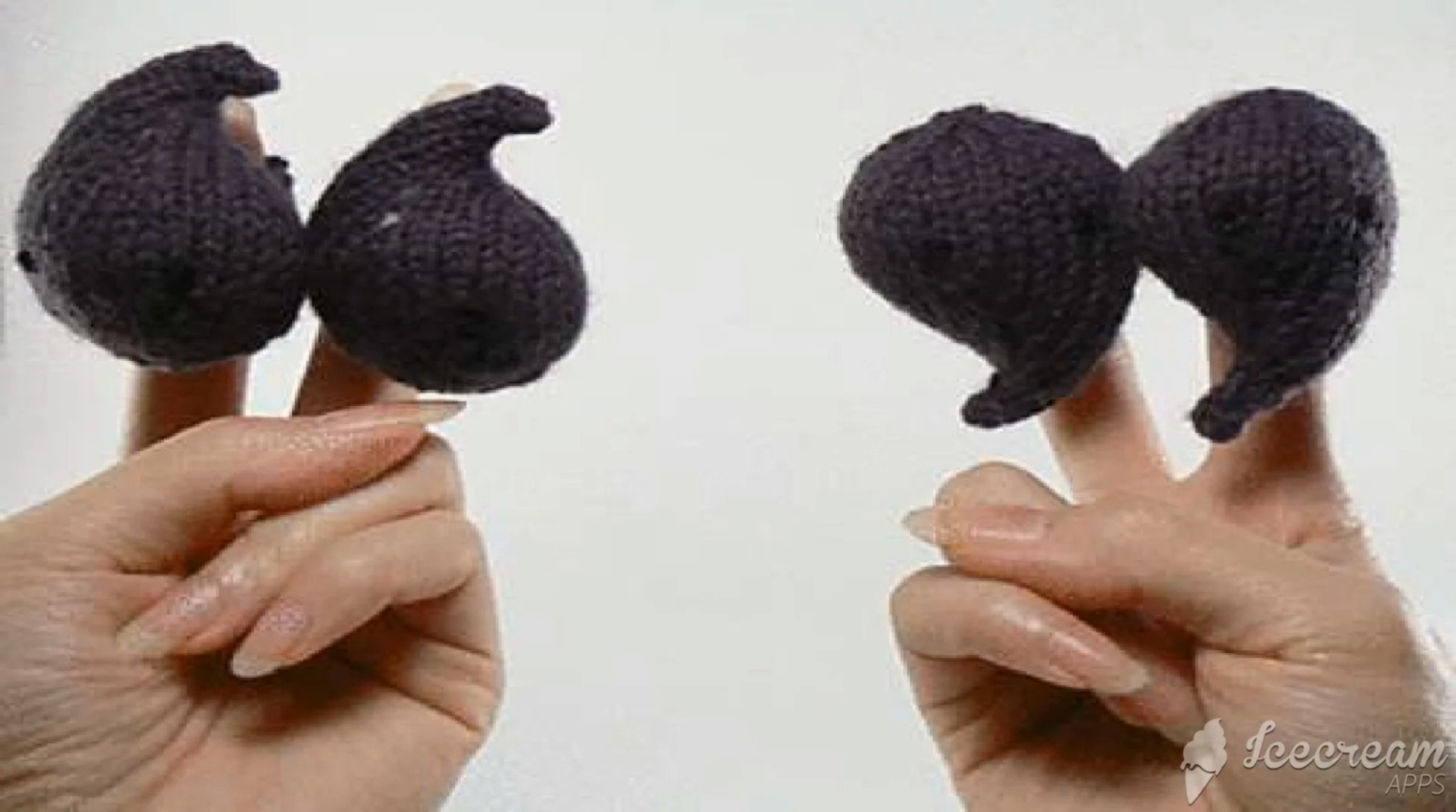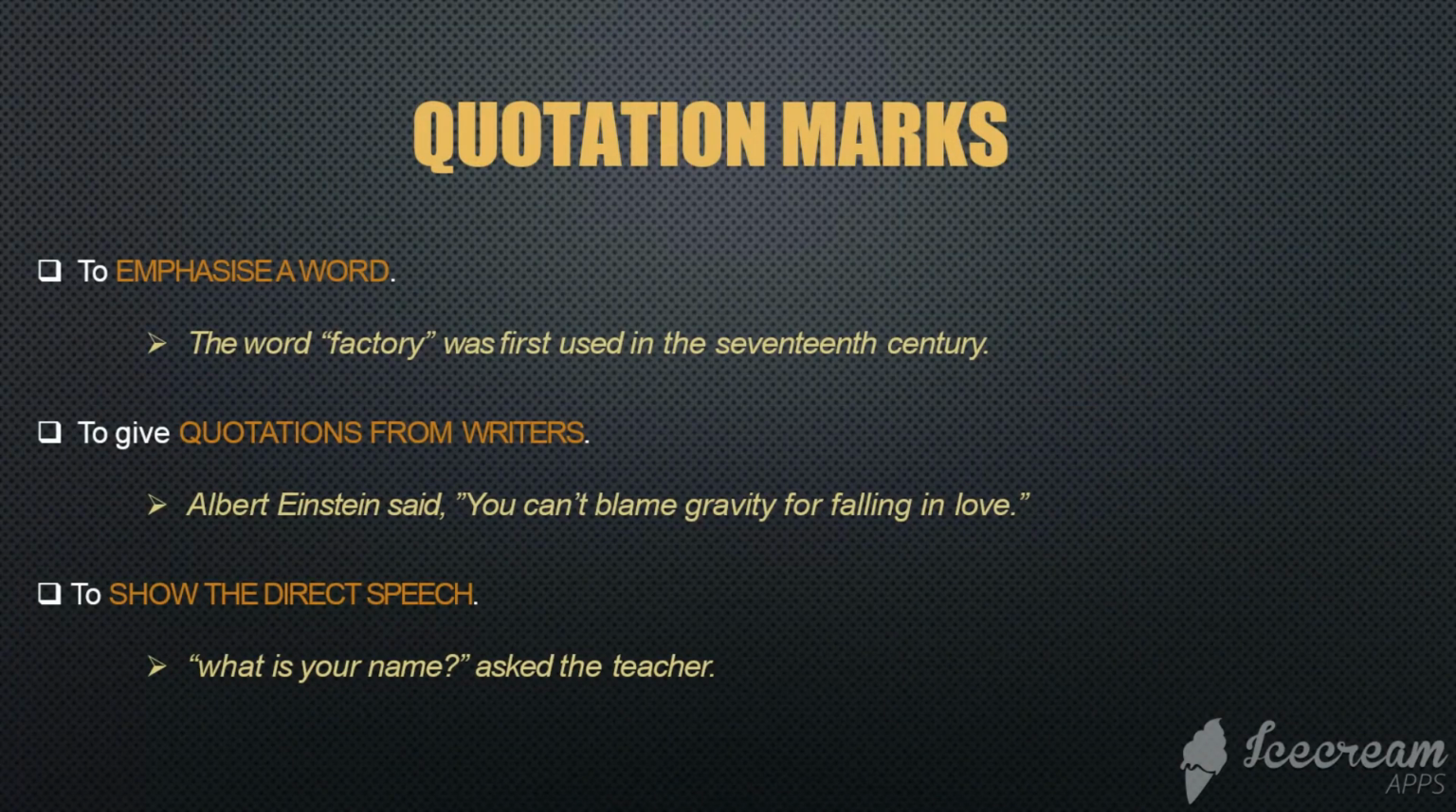The inverted commas or quotation marks. Quotation marks are used to emphasize a word. For example, the word "factory" was first used in the 17th century. So here the word factory is enclosed in inverted commas or quotation marks, meaning that factory is given emphasis.